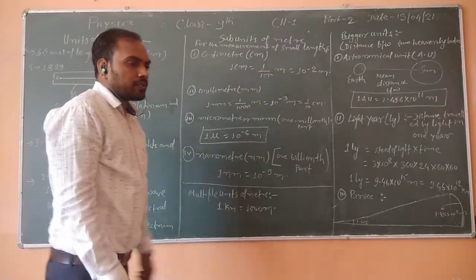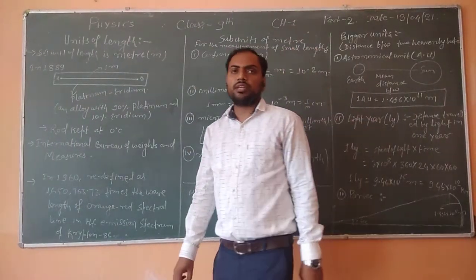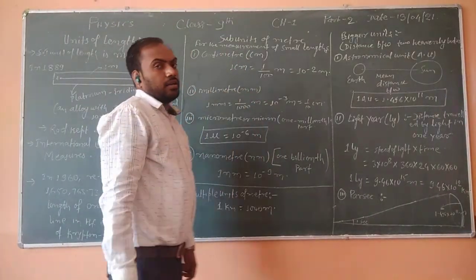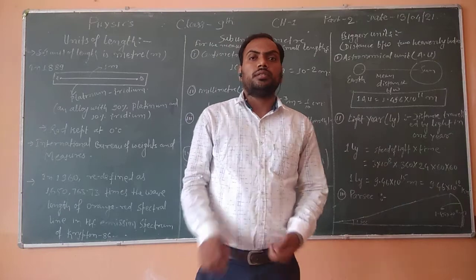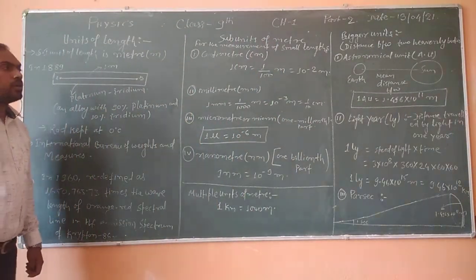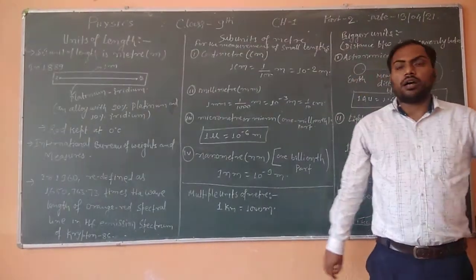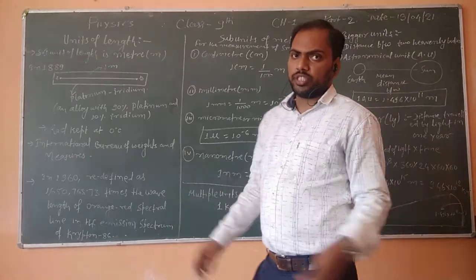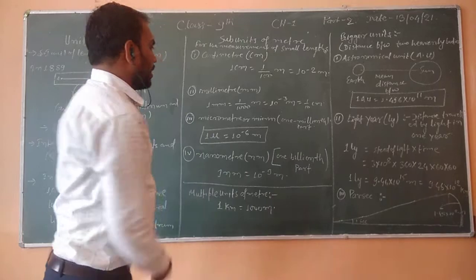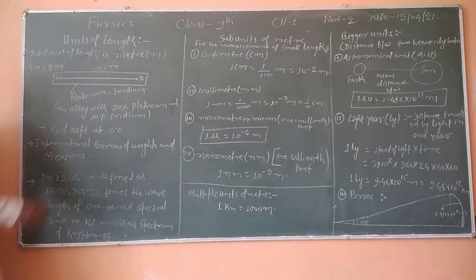In the first part we studied the units and how we select units for measurements. In the second part we are going to start the units of length. Only length will be measured: the smaller units, the bigger units, the comparative units, how we will select and how we will use them. So, coming to the point, units of length.